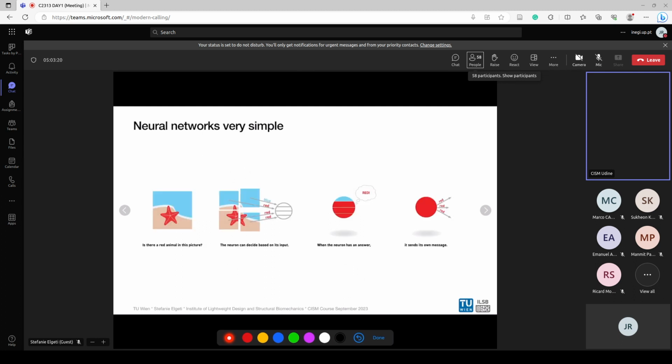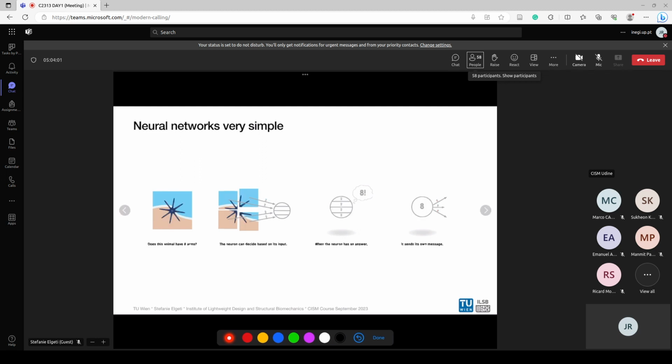And now the question that we're trying to answer is: is there a red animal in this picture? So we divide the picture into 4 sub areas. And then for each sub area, we look, is there red or not? So here there's only blue, but here we see some red, here we see some red, here we see some red. So all of this goes into the neuron because we can have several inputs. So it sees 3 red, 1 blue, so it decides red, and then it can send out this message. It can propagate this information, red, to other neurons.